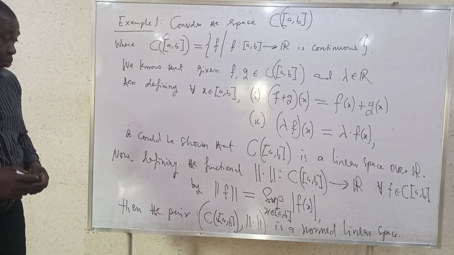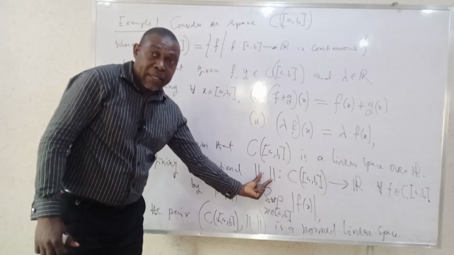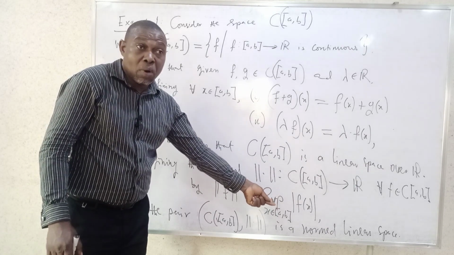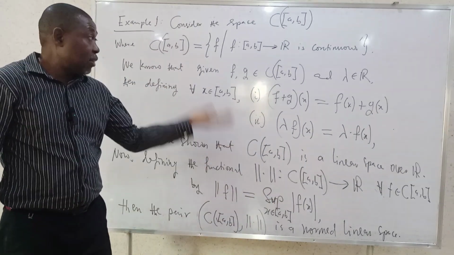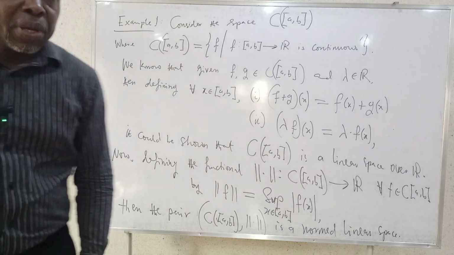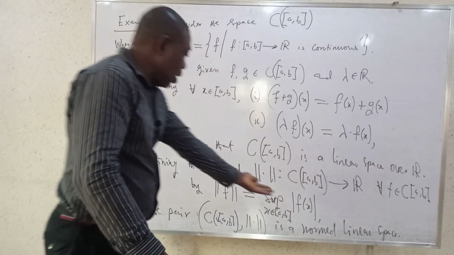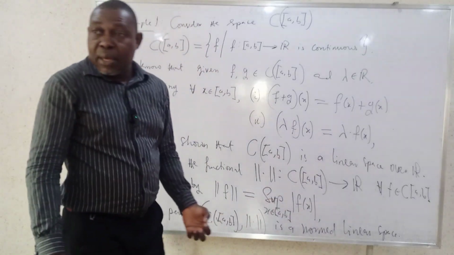This is a normed linear space, meaning that the functional defined by this is a norm on what? On C[a,b]. Yes. So we need to check that the four properties defining a norm are satisfied. But before that, what is the idea behind the definition of this? And by the way, is it really well defined? This functional, is it well defined?